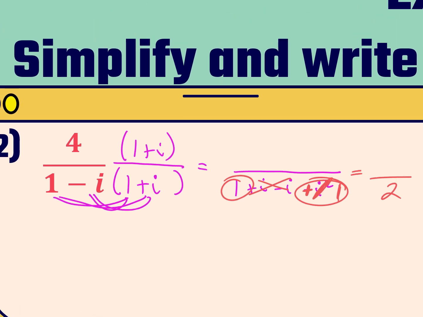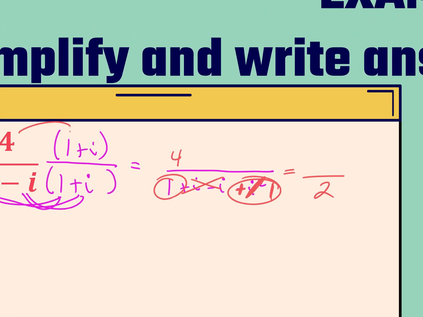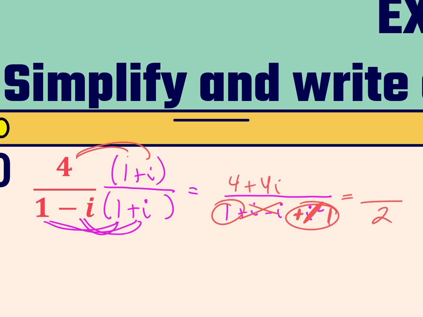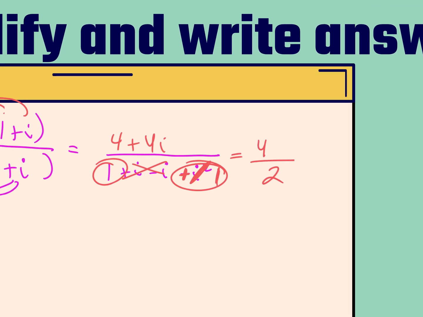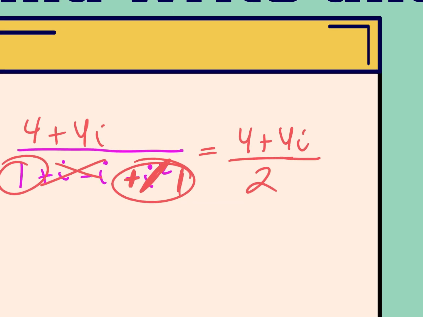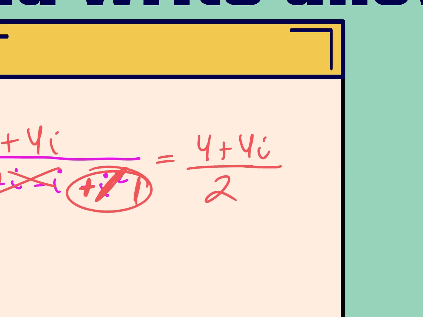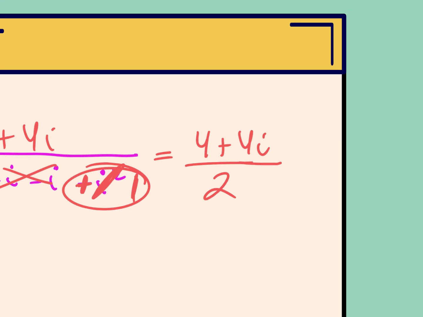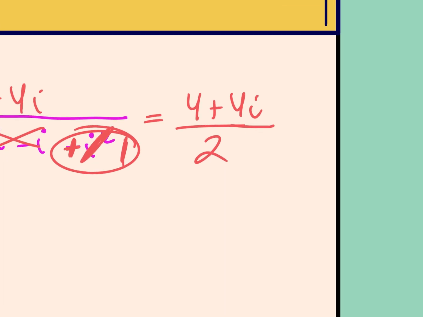So now let's distribute on the top. What's 4 times 1? 4. And what's 4 times i? So you're left with 4 plus 4i. What do you think I have to do here? You have to simplify. You can definitely split it up if you want to, 4 over 2 plus 4i over 2. But what I would do is just factor out the GCF. What's in the numerator that is the same in both terms? What can we take out of both? We can take out a 2. So I'm left with 2 plus 2i over 2.